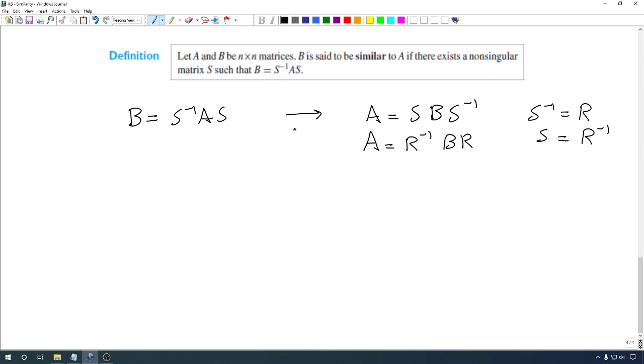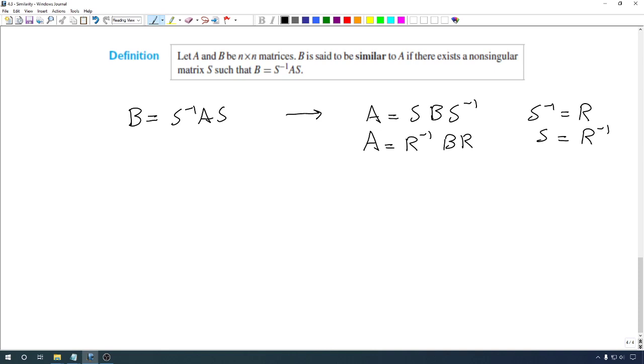So this idea of being similar is something where we can just say A and B are similar matrices. We don't have to give a particular order to it. So we can state our theorem 4.3.1 as: if A and B are matrix representations of the same linear operator, then they are similar.